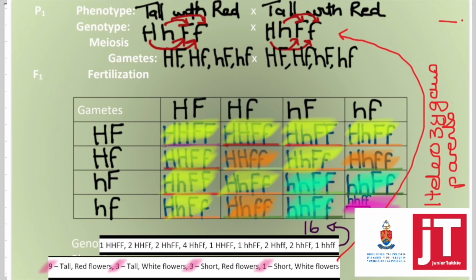When we have parents heterozygous for each of the traits that we're looking to trace in the offspring, we're going to find this ratio every single time. 9 tall plants with red flowers to 3 tall plants with white flowers to 3 short plants with red flowers, and only 1 where we have the homozygous recessive for both of these, being short plants with white flowers. So this is how we would solve the dihybrid cross.